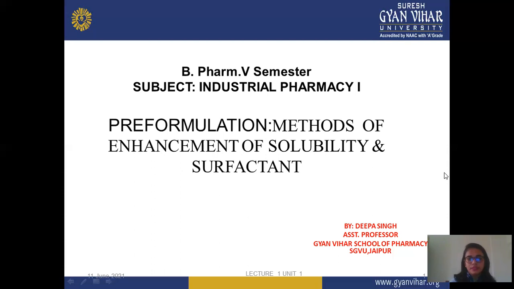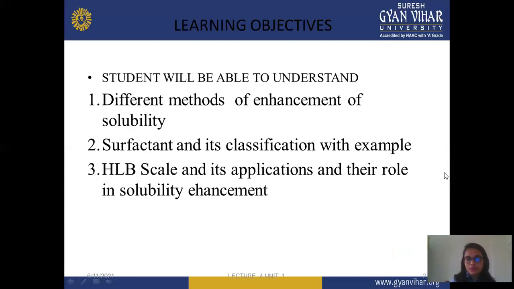In this topic, we first cover the learning objectives. Students should be able to understand these points before starting the topic: different methods of enhancement of solubility, which technique or method we use for enhancing solubility, surfactants and their classification with examples, different types of surfactants, how to select a particular surfactant, and the HLB scale and its application and role in solubility enhancement, and why you select that particular surfactant.